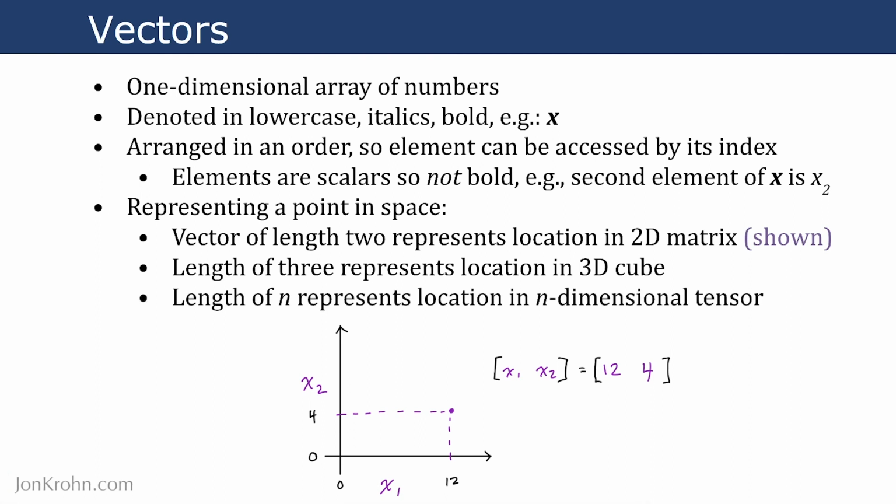It should follow pretty straightforwardly then that if a vector of length 2 represents a location in 2D space, and a vector of length 3 represents a location in a 3D cube, then a vector of any length, n, represents a location in some n-dimensional tensor, in some n-dimensional space. Difficult to imagine visually, but computers can handle it no problem.